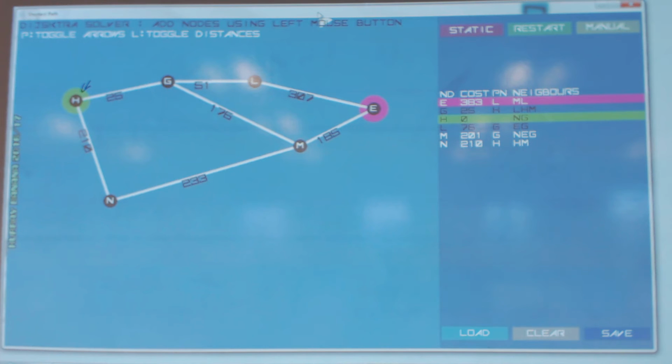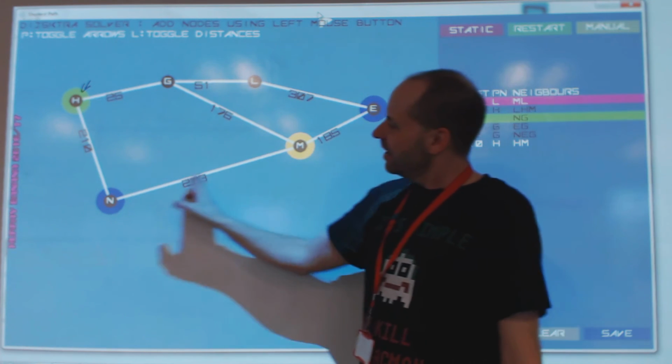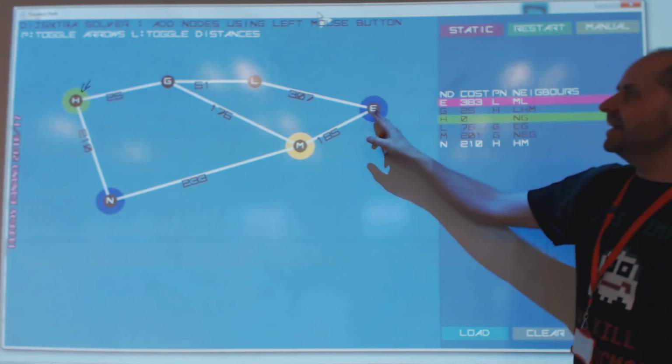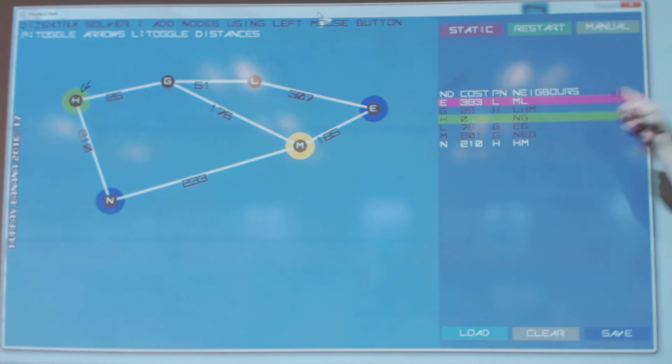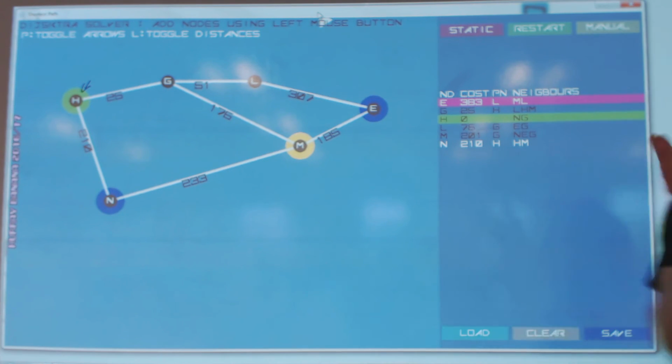Which one's going to get picked this time? Everyone happy with N? Yeah? Right. So we run round again. And we say, okay then, our neighbours are N and E. We pick E again because it's still in the open set. The ones that are white haven't been physically visited yet. They're just looked at as neighbours.